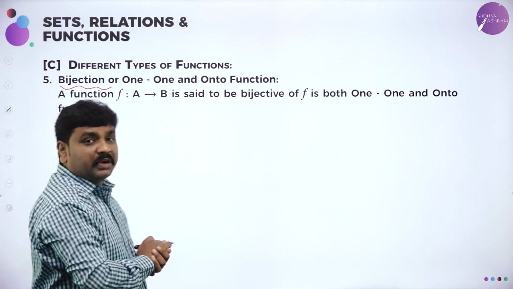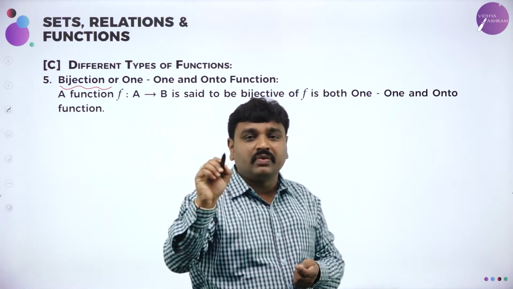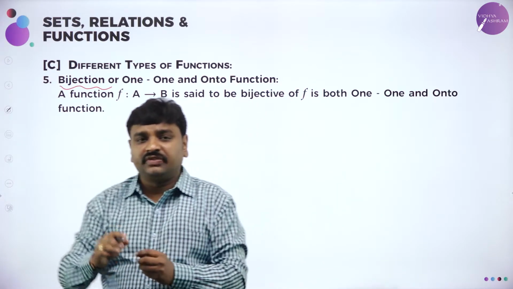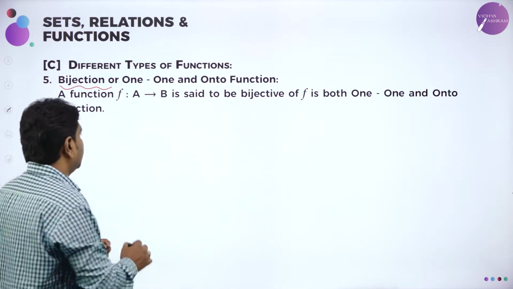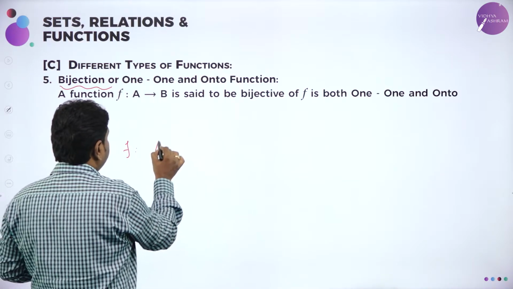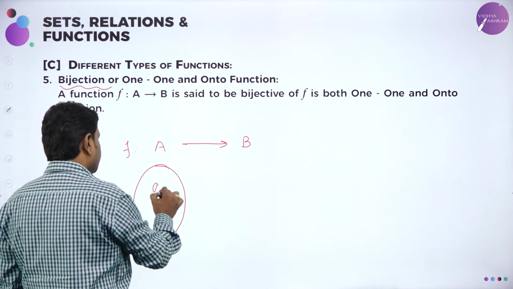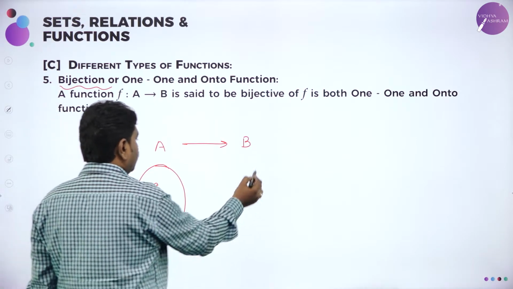A function is said to be a bijective function if it is both 1 to 1 and onto. What is bijection? A function is said to be a bijective function if it is both 1 to 1 and onto. For example, I'll take f maps a to b. I have a, b, c. I have 5, 9, 10.